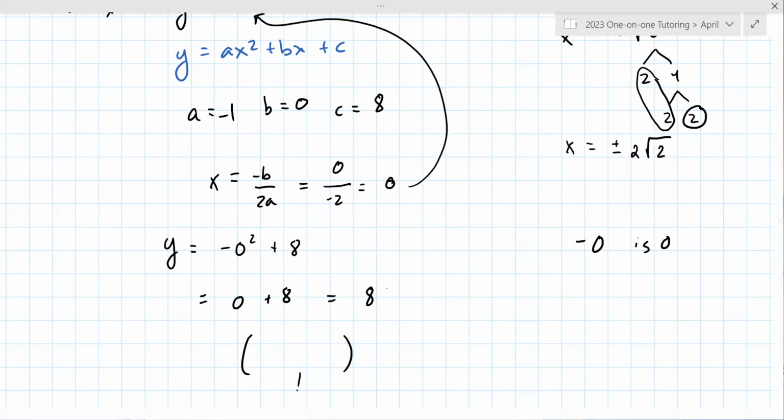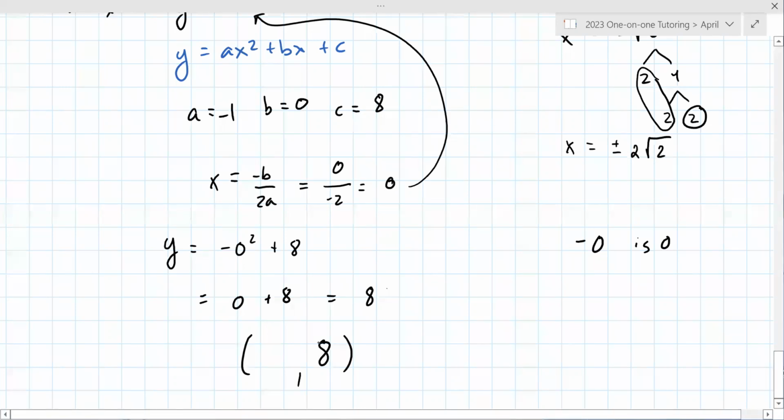What's the x value? What's the y value? My y is 8. And so is my x. Or x is 0. There you go. Okay.